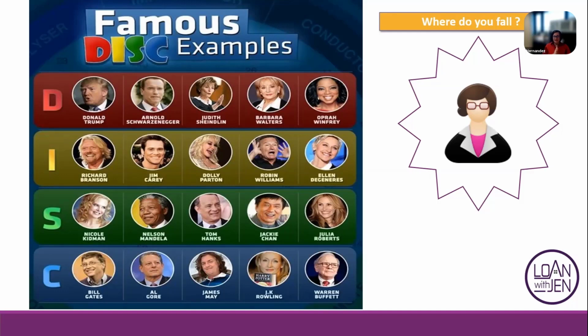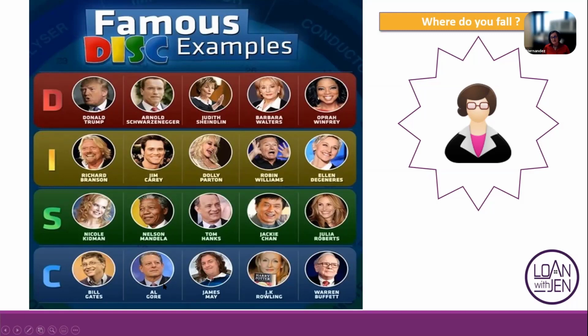Okay. S, they're just very steady, stay the course. They're very loyal people. They don't like change. They're just very like, okay, how can I just avoid conflict? And I'm just going to stay the course. Okay. And this is a very generic definition, but you'll get the point. So Nicole Kidman, Nelson Mandela, Tom Hanks, Jackie Chan, and Julia Roberts.